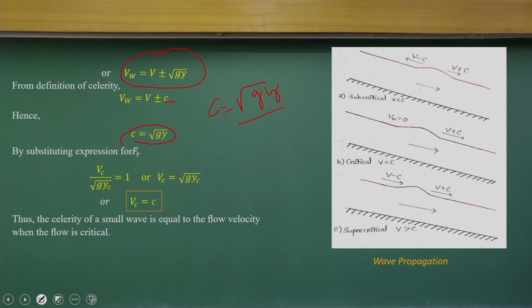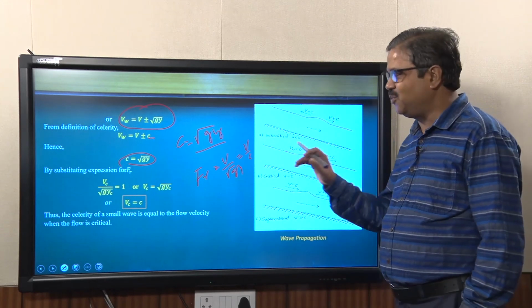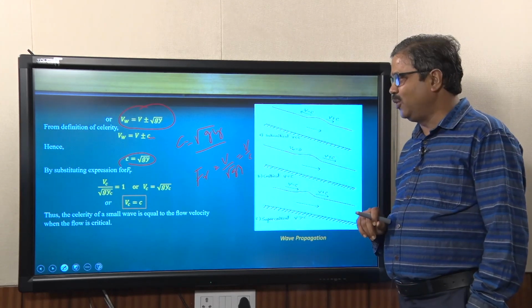So, if you try to understand it, that is what we are talking about. When you have the Froude number, V by √(gy) or V by C, you can understand what happens to the Froude number. It is a very simple thing that I tried to show you.